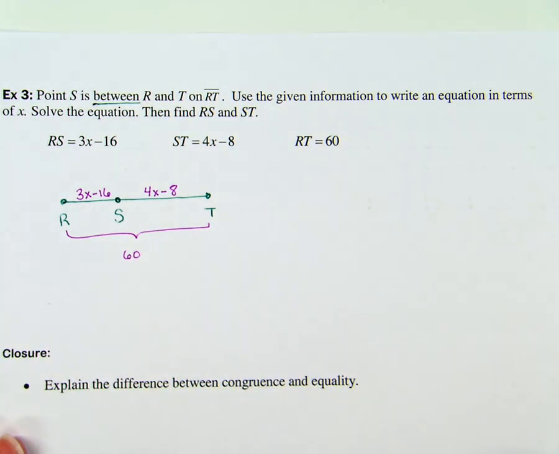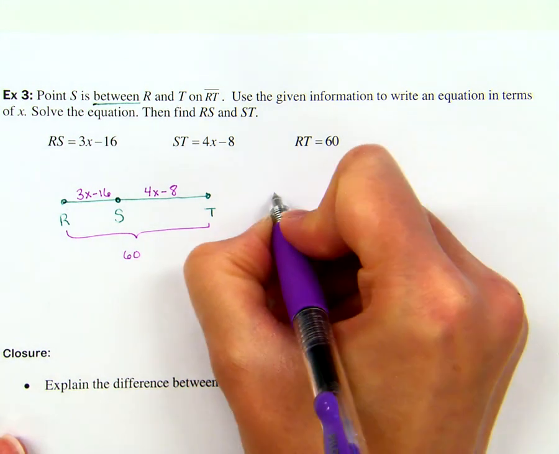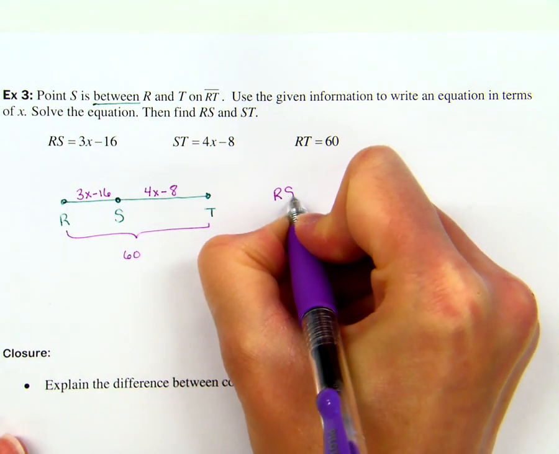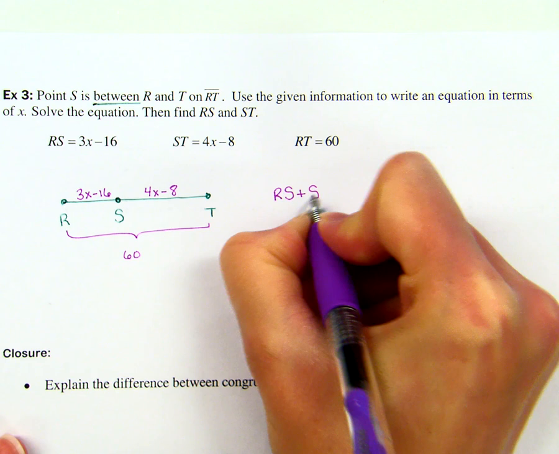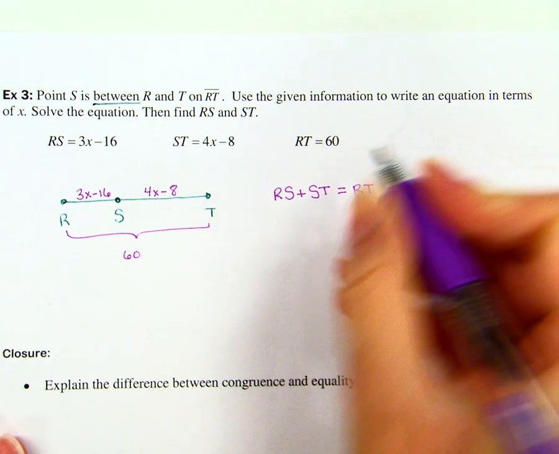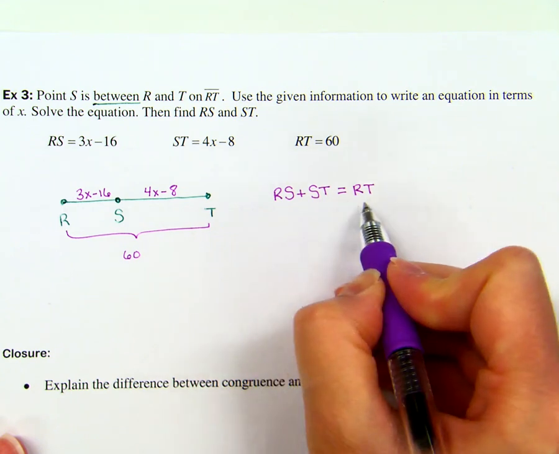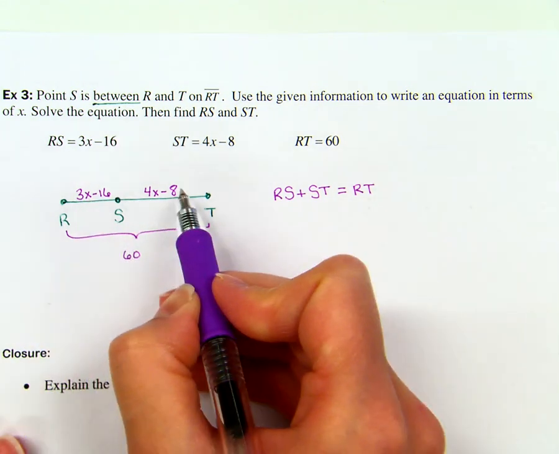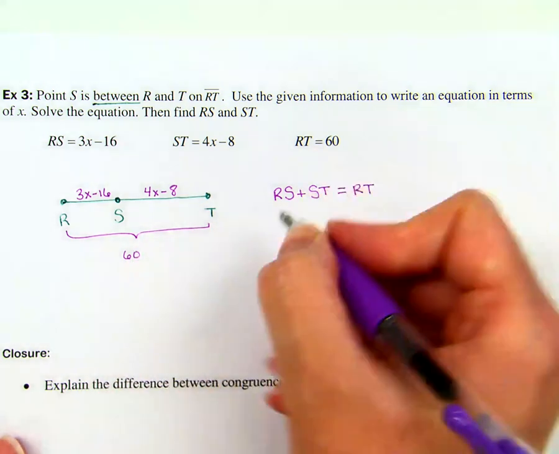Again, this becomes another segment addition postulate. Recall that segment addition postulate says that the sum of the parts equals the whole. So the lengths of my two smaller segments have to equal the length of the full segment. So all I need to do is set up the equation and solve.